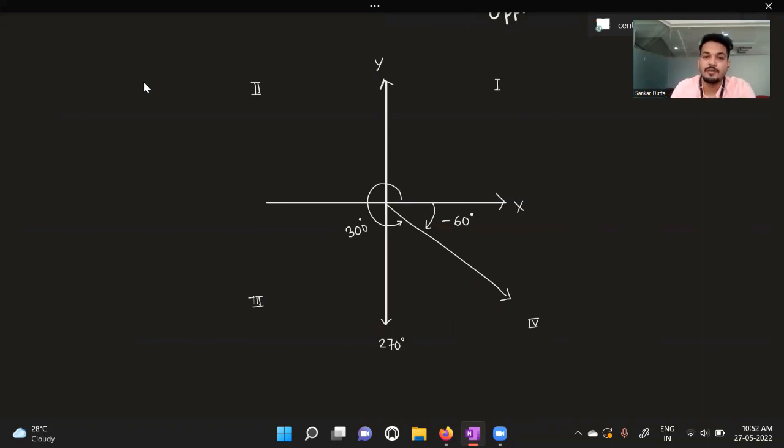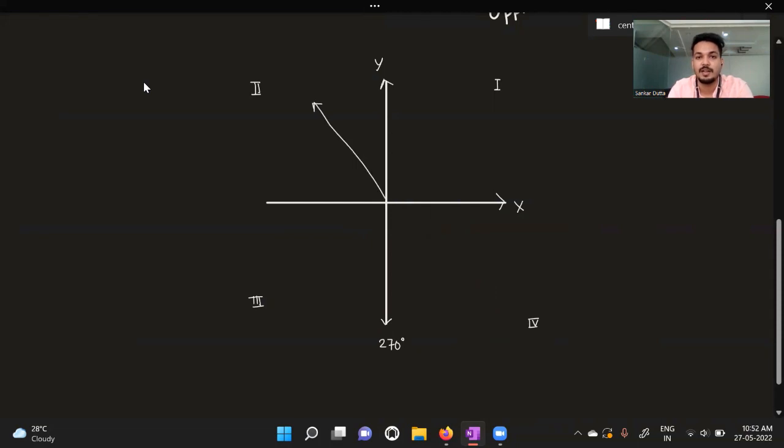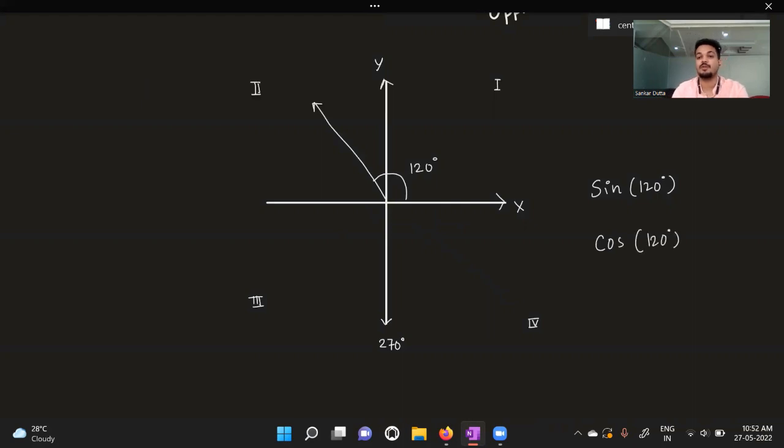Now if I want to find out any random angle which is greater than 90 degree, let's say here I want to find out how much is 120 degree. I want to find out how much is sine of 120 degree. Maybe I want to find out how much is cos of 120 degree, right? So how would I find out these values is what we are going to discuss next, right?